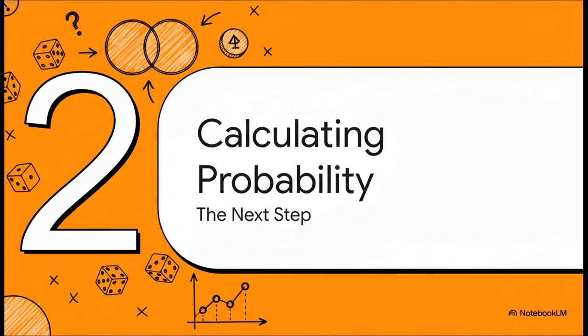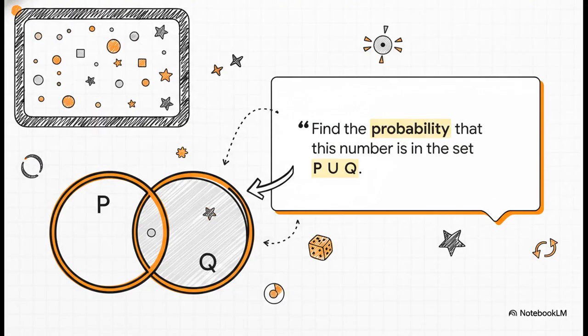Awesome, part 1 done. Now for part B, where things get a little more interesting because we're going to bring probability into the mix. Let's take a look at the actual question. Okay, so the question wants the probability that a number picked at random from the universal set, and remember, that just means all the numbers in the whole diagram, is in the set P union Q. So first things first, let's figure out what that P union Q thing is all about.